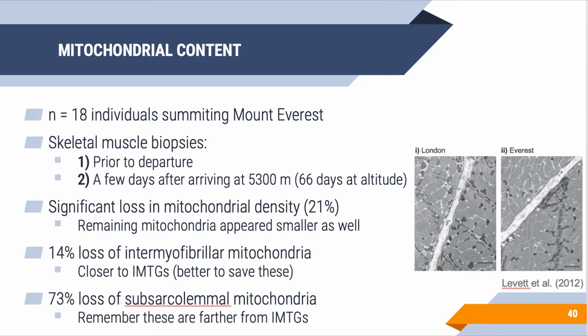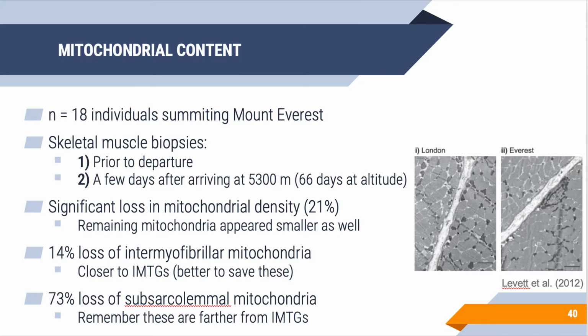So a chronic adaptation that we see with chronic hypoxic exposure is a reduction in mitochondrial content. So what this study did, really cool, was they followed 18 individuals summiting Mount Everest. They took muscle biopsies prior to departure and a few days after arriving at 5,300 feet or meters. And this is after it took them 66 days to get there. What they found was that there was a significant loss in mitochondrial density, so 21% reduction, and the remaining mitochondria actually appeared to be smaller as well.